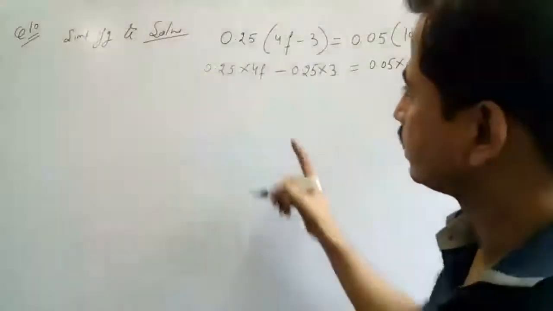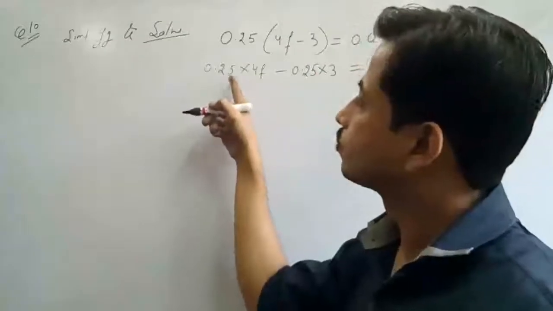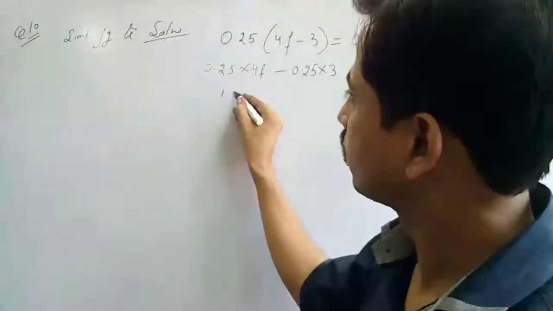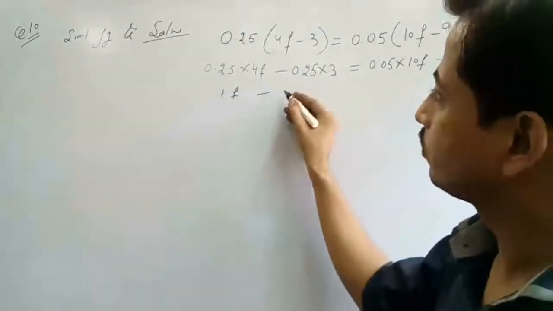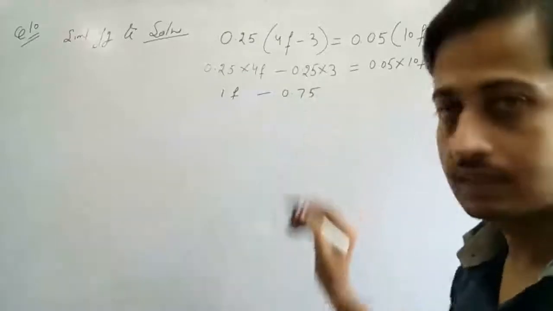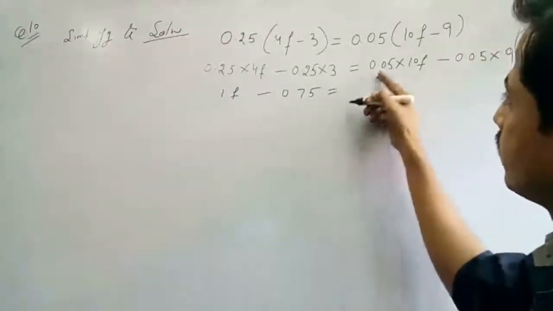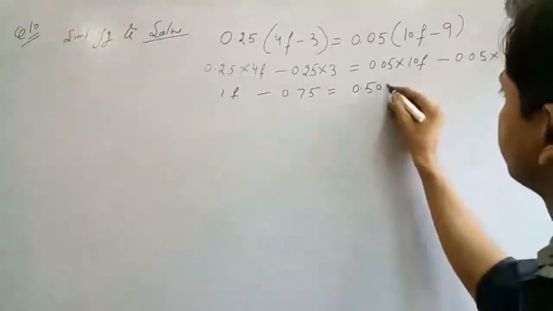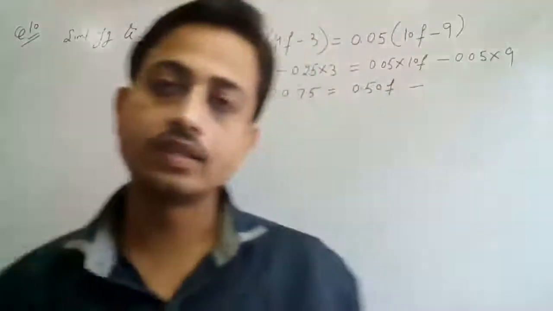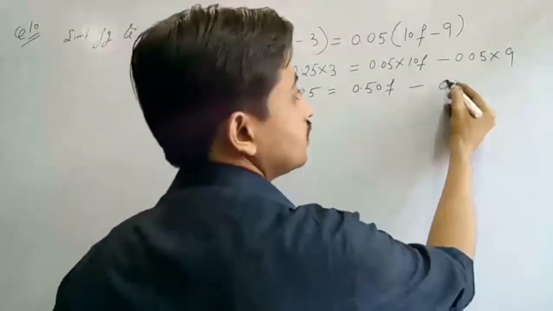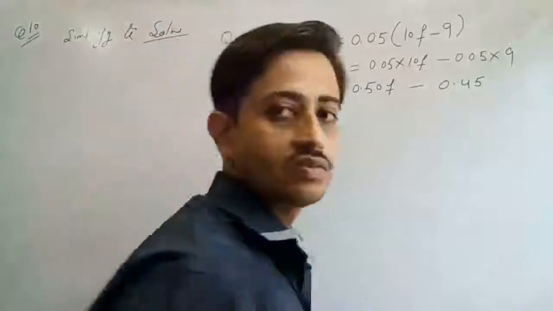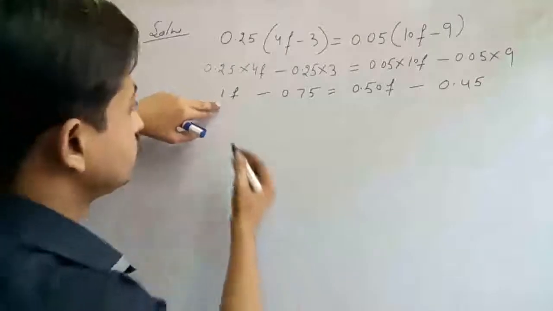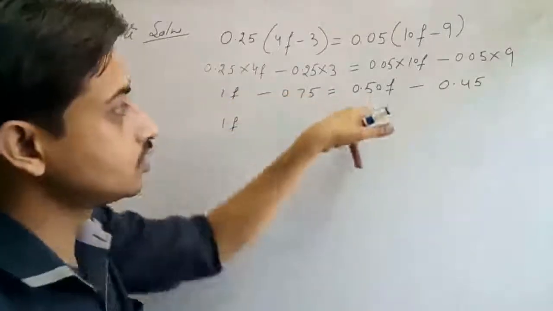It's very easy. If you multiply 0.25 by 4, you will get 1 into f. Now if you multiply it with 3, we get 0.75. If we multiply 0.05 with 10, we get 0.50. If we multiply 0.05 into 9, we get 0.45. It's very easy to multiply with a decimal point number. Now solve it. This is 1f and this is 0.50f.